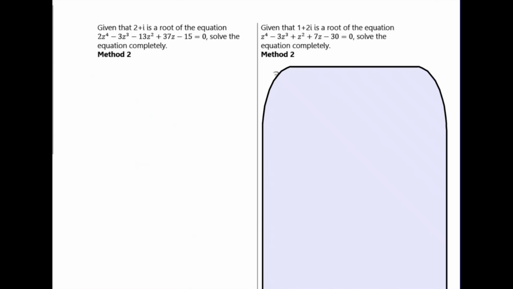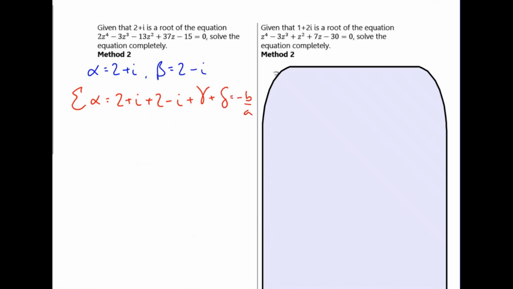An alternative method is this. So we start off the same way. So say one of the roots is 2 plus i. One of the other roots must be 2 minus i. And then we can use what we know about sums and products of roots for the whole equation for the quartic. Okay, so we start off by looking at the sum of the roots. So that's 2 plus i, plus 2 minus i, plus 2 other roots, so plus gamma and plus delta. And we know that's equal to minus b over a. The i's cancel out, so this gives you 4 plus gamma plus delta, and that's equal to minus b over a. Well, b is minus 3, and a is 2, so that gives me 3 over 2.